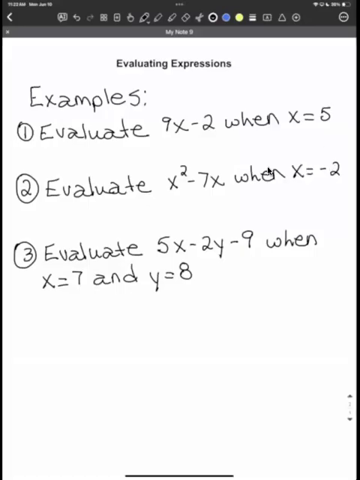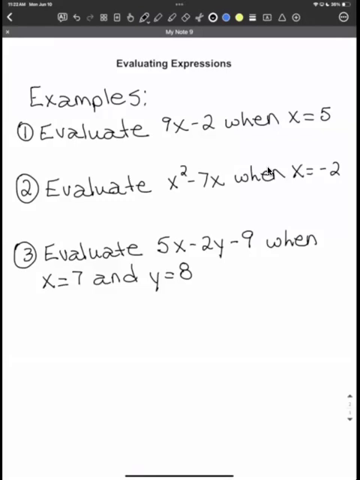Hey y'all, in this video, we're going to talk about evaluating expressions. So you might have heard about this previously as plug and chug. Okay, so all we're going to do is plug in the given value into the expression and simplify. Okay, so let's look at the first one.